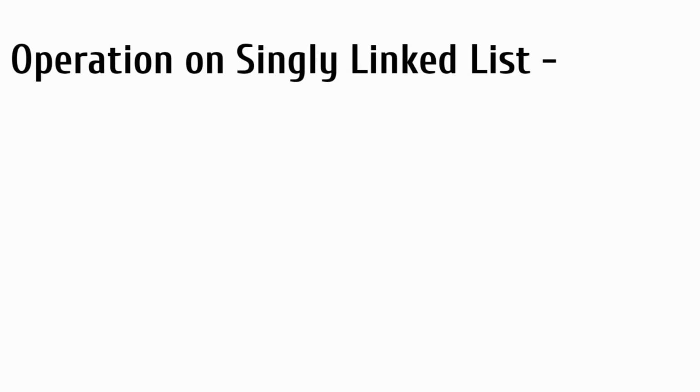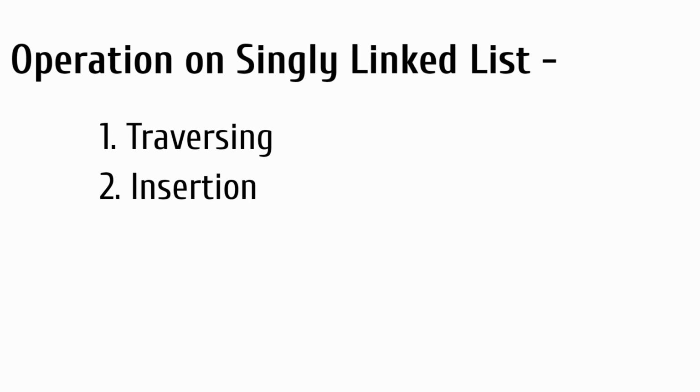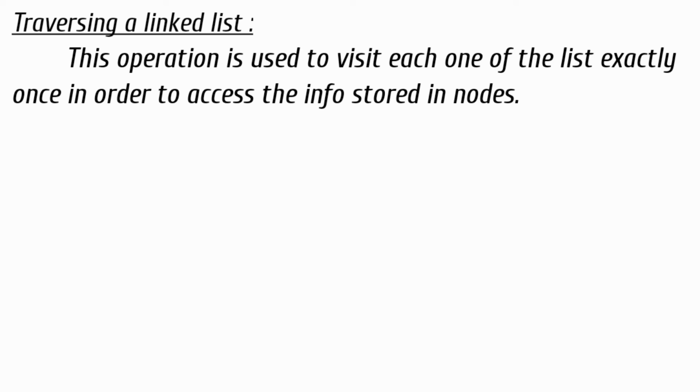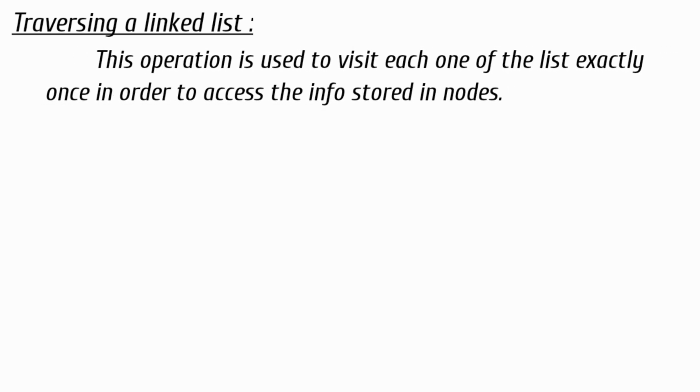Operations on singly linked list: 1. Traversing. 2. Insertion. 3. Deletion. Traversing a linked list: this operation is used to visit each node of the list exactly once in order to access the info stored in the nodes.